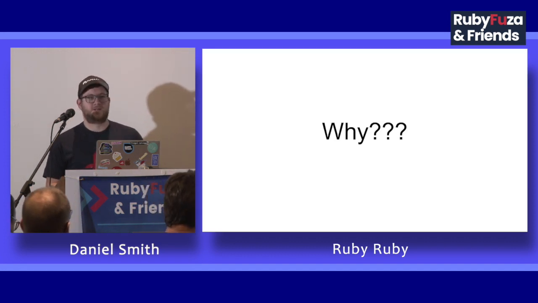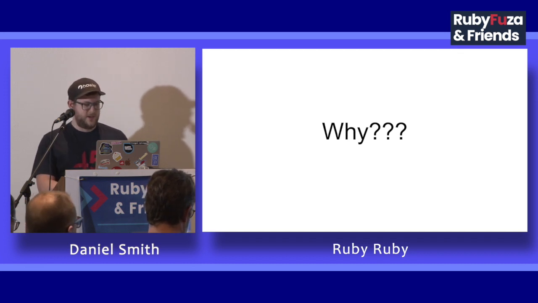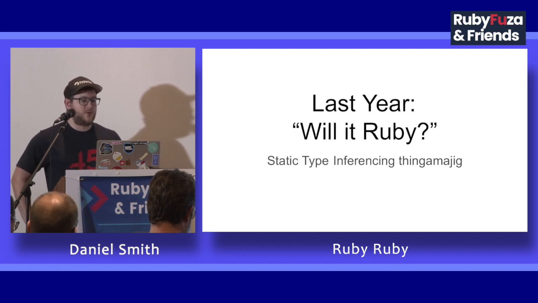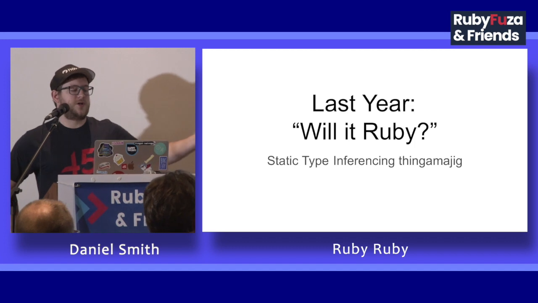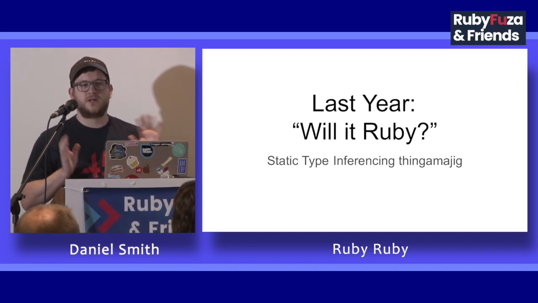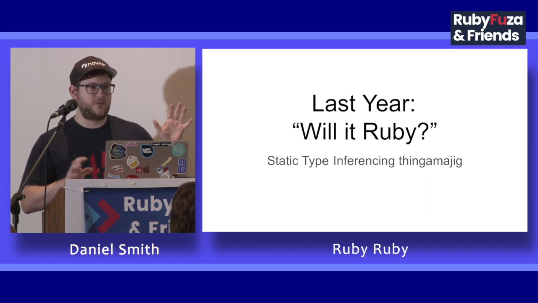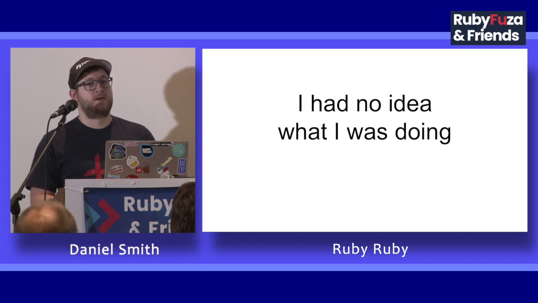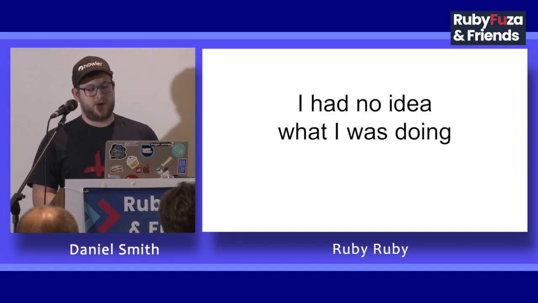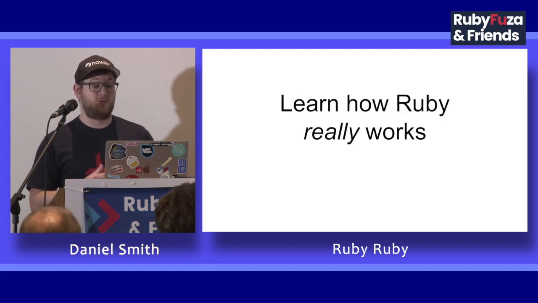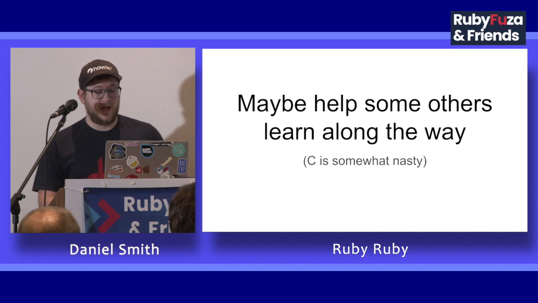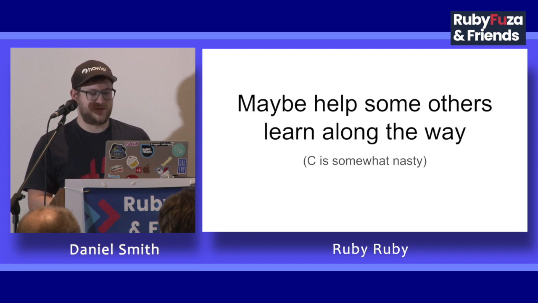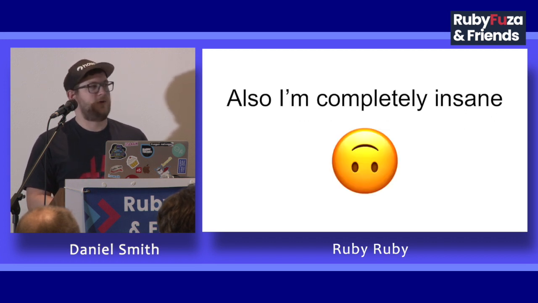So the first question you might be wondering is, why the hell? Last year, if any of you were here, you would have remembered I did a little talk called Will It Ruby. I released a gem called Will It Ruby, which was a sort of static type inferencing thingamajig, which pretended to run your Ruby, to figure out if it would actually run. Turns out I had no idea what I was doing. So this led me to realize that I needed to learn a little bit more about how Ruby really works, and maybe help some others learn along the way, because reading C code is a bit of a challenge. I'm completely insane.